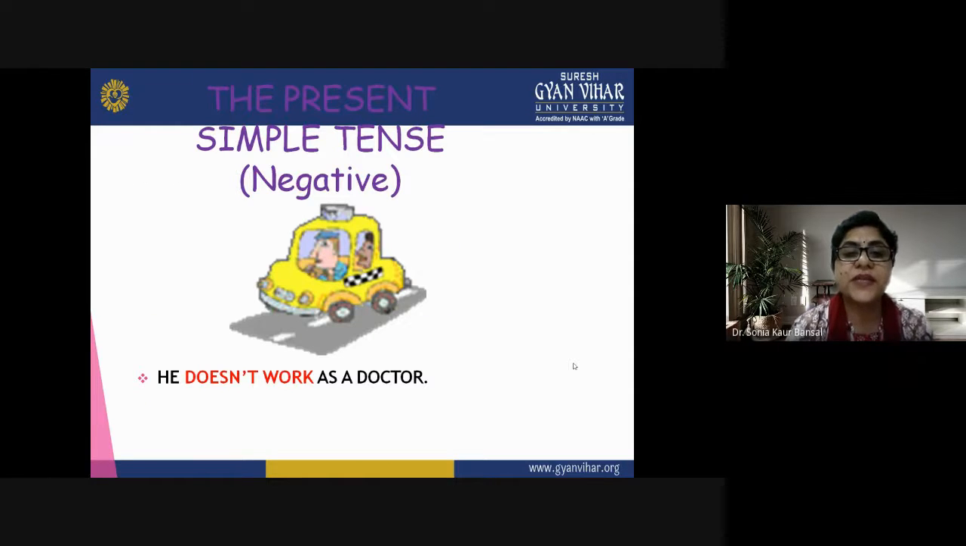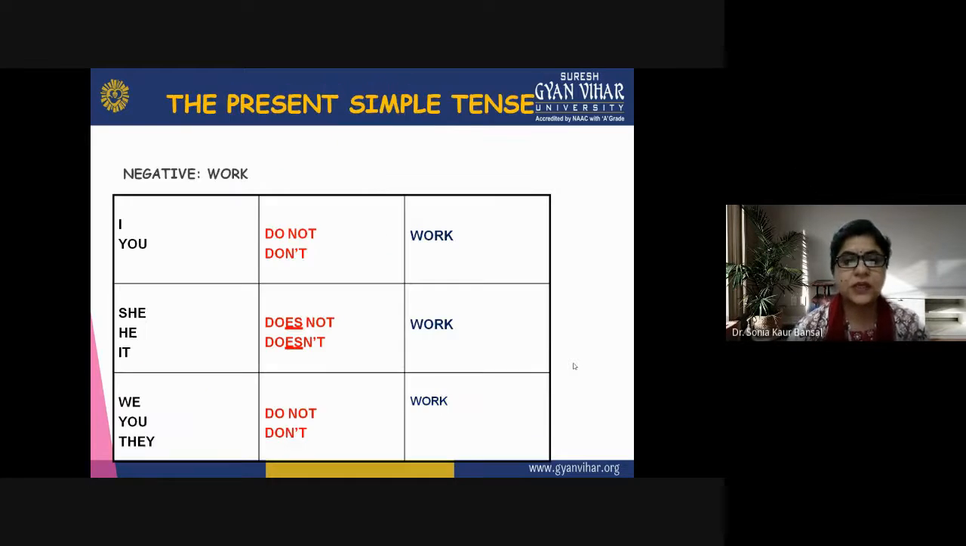Now the present simple tense negative. This is used to tell you about negative sentences. So, he doesn't work as a doctor. Clear, students?